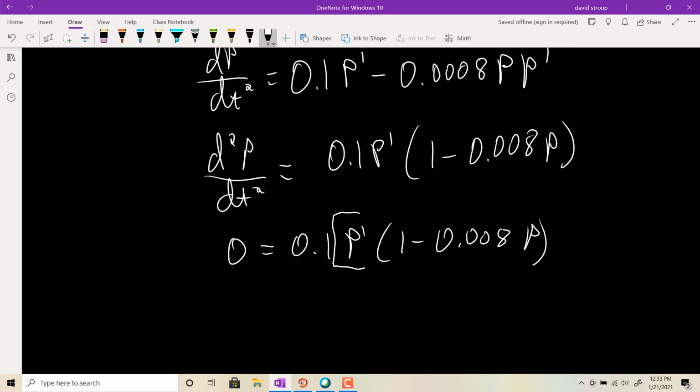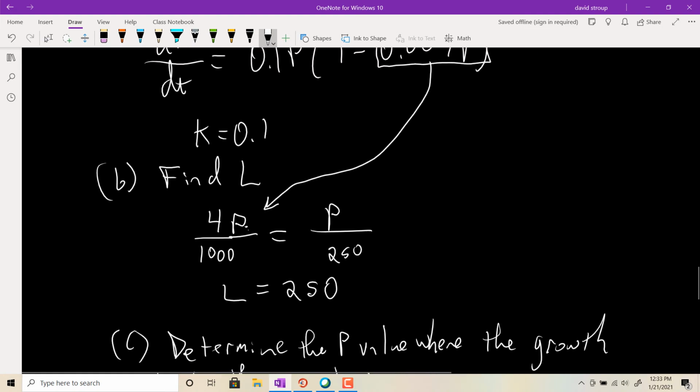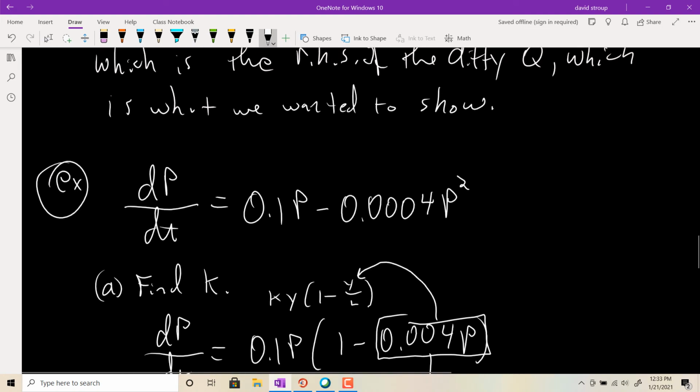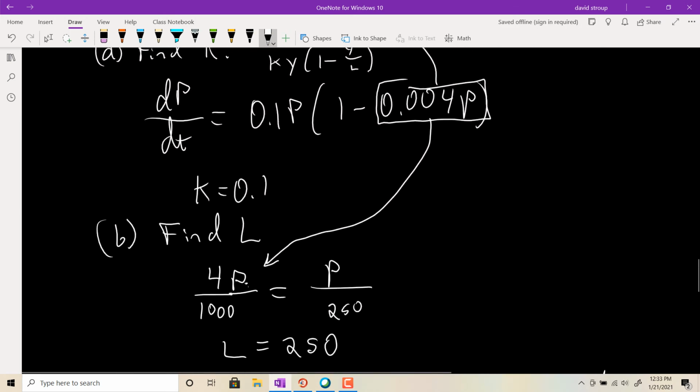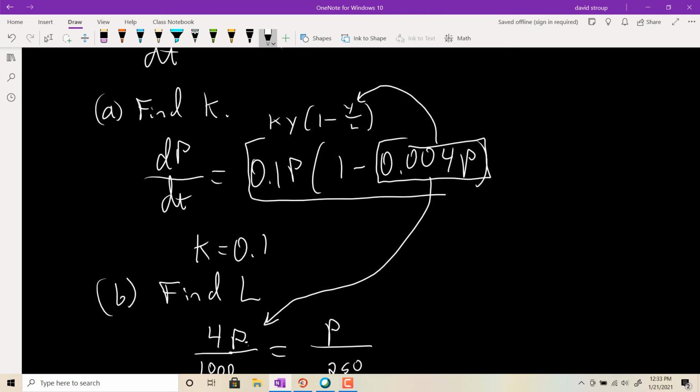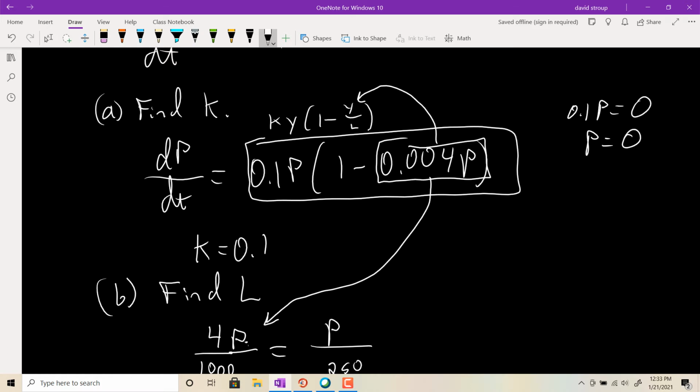This part, the p prime part, that will equal 0 exactly where this thing equaled 0, back up here. It's right here, right? And that equals 0 when 0.1 p equals 0, which is when p equals 0. In other words, this is kind of a steady state, right? When the population is 0, there's no growth rate. The growth rate is 0 as well.